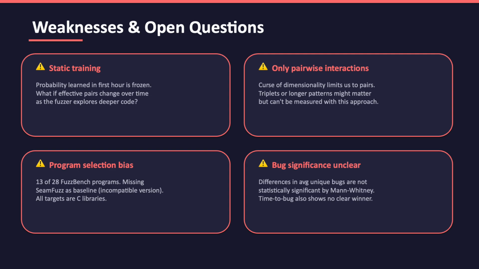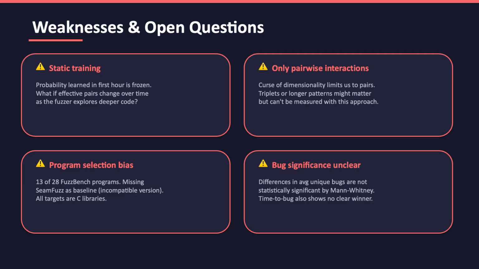Second, they only model pairwise interactions due to the curse of dimensionality, but real mutator sequences are 2 to 16 mutators long. Patterns like flip a bit, then delete a block, then insert a dictionary entry might be more effective than any pair suggests. Third, the program selection.